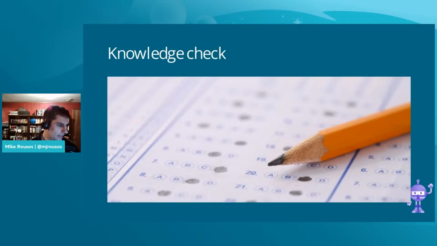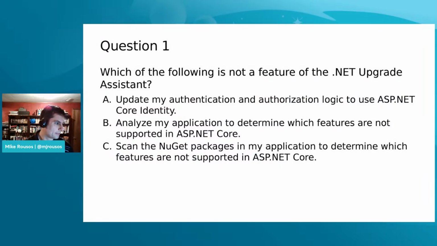So let's go ahead and go over here and do our knowledge check. And I didn't go through everything in this unit. You can read through this later. But the question it asks us here is, which of the following is not a feature? So the first one says, updating authentication and authorization logic to use ASP.NET Core Identity.